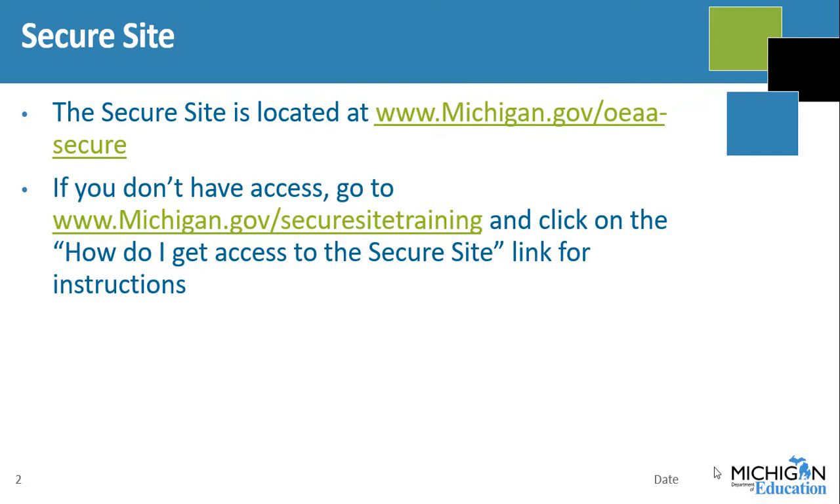If you do not already have access to the Secure Site, you can still log in with your MES login and password and complete the Request Access page. This will send your request to the district administrator level user of the site for your district to approve. For full instructions on how to get access to the OEAA Secure Site, you can go to www.michigan.gov/securesitetraining and click on the How Do I Get Access to the Secure Site link.